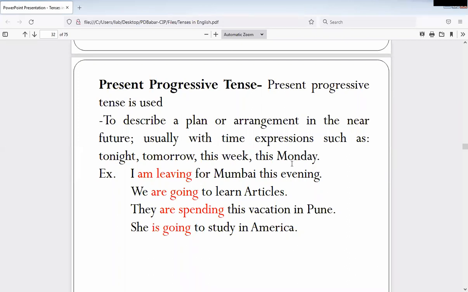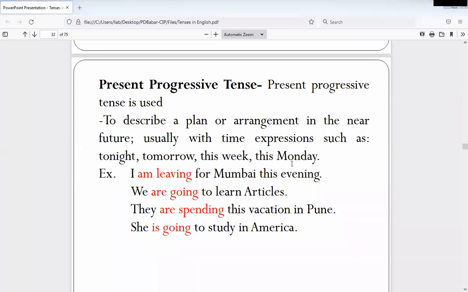Near future means what? That the future is on that day only, or after some time. So the examples of the above condition are: I am leaving for Mumbai this evening. I am leaving for Mumbai this evening.